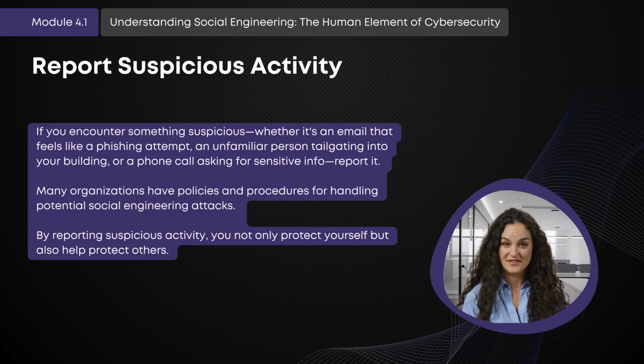5. Report suspicious activity. If you encounter something suspicious, whether it's an email that feels like a phishing attempt, an unfamiliar person tailgating into your building, or a phone call asking for sensitive info, report it. Many organizations have policies and procedures for handling potential social engineering attacks. By reporting suspicious activity, you not only protect yourself, but also help protect others.